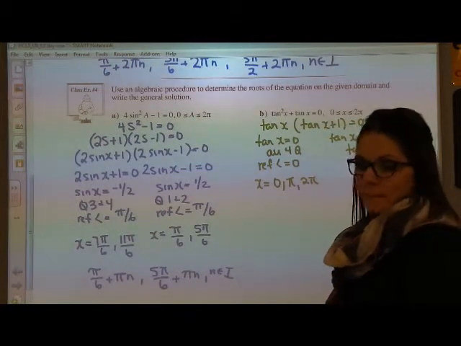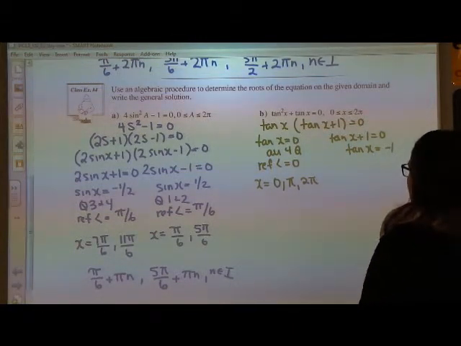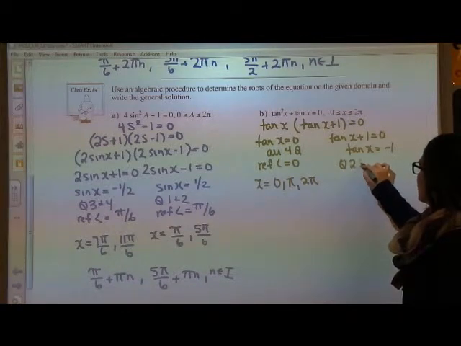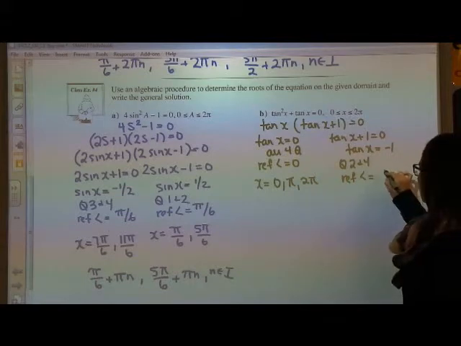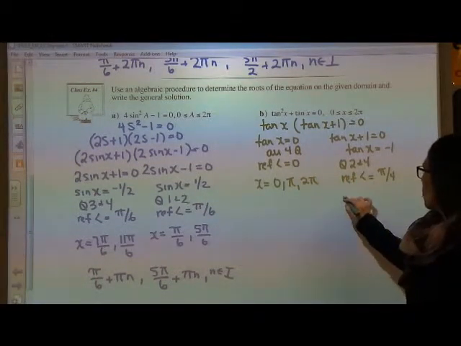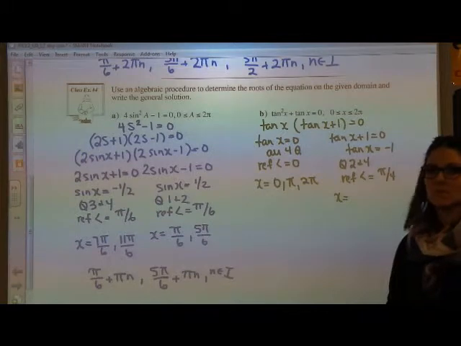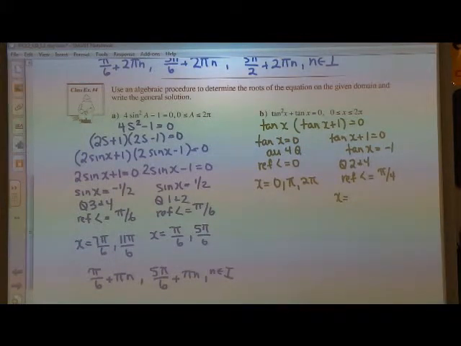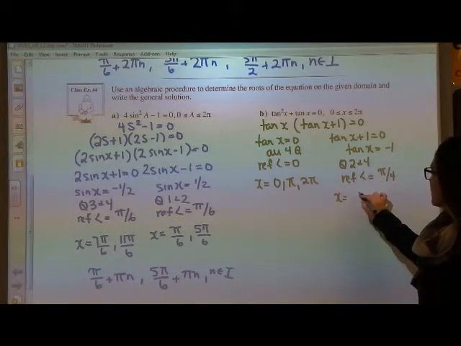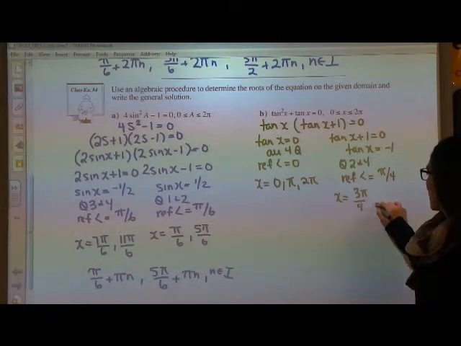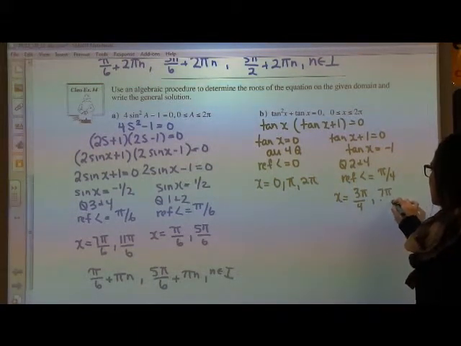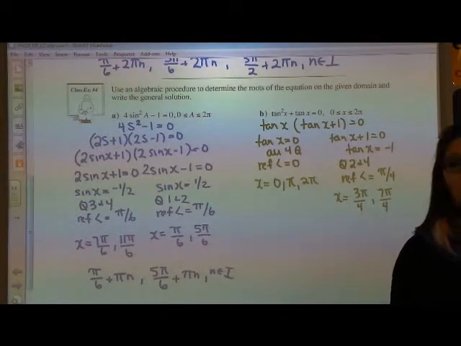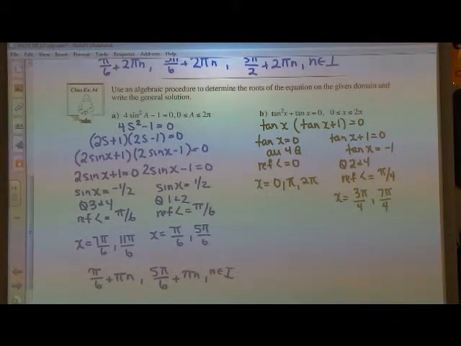What quadrants am I in? 2 and 4. What's my reference angle? Pi over 4. So in quadrant 2, what would that be? 3 pi over 4, because it would be pi minus this. And in quadrant 4, 7 pi over 4. So there are my solutions from 0 to 2 pi.